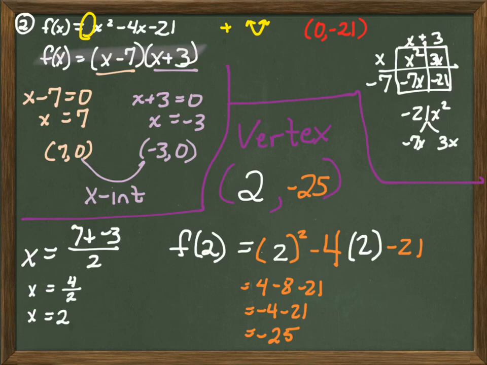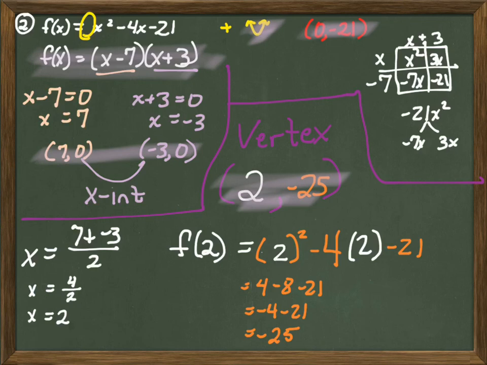So again, my key pieces of information, I have my function factored. I know it opens up. I know that the y-intercept is at -21. I know my two x-intercepts are at 7, 0, and -3, 0. I know my vertex is located at 2, -25.